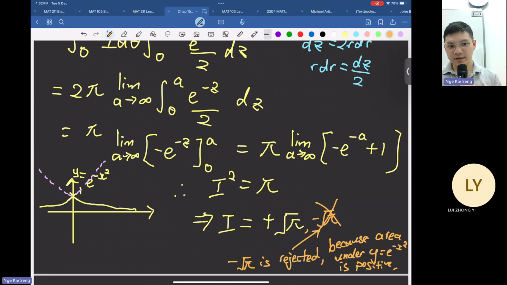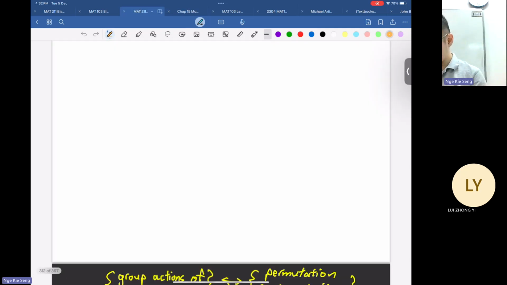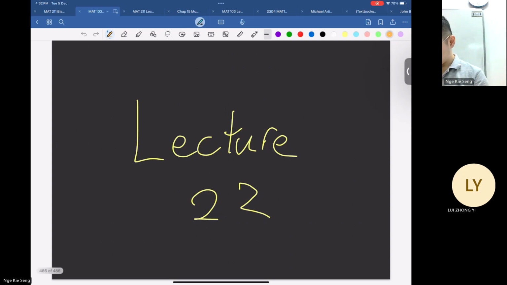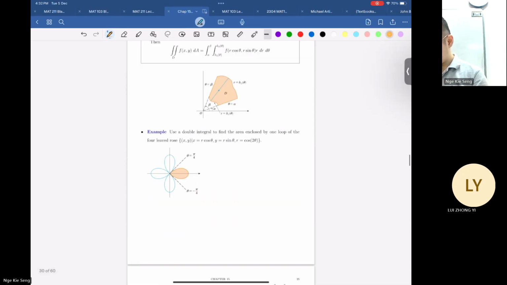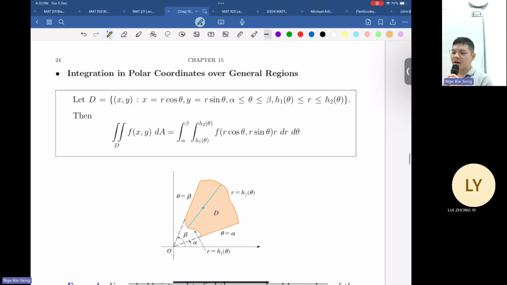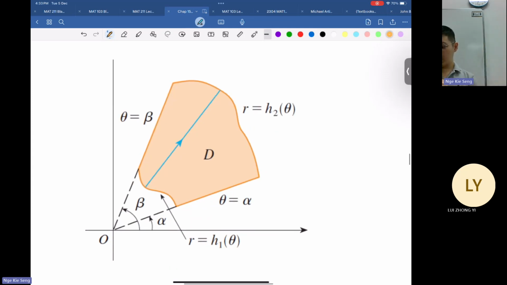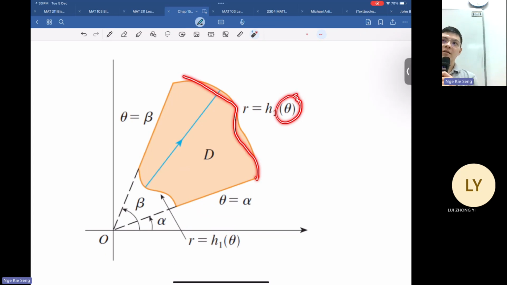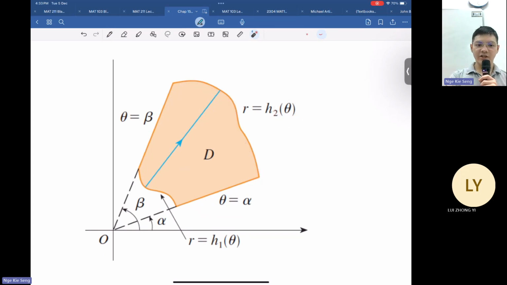Okay. Let's continue with our polar region. So how about we have a general region here. What does it mean by general region for polar? It means that you are no longer integrating over a circle. Your boundary here could be irregular. It depends on angle. It changes depending on the angle now.